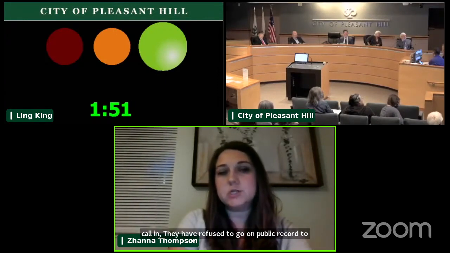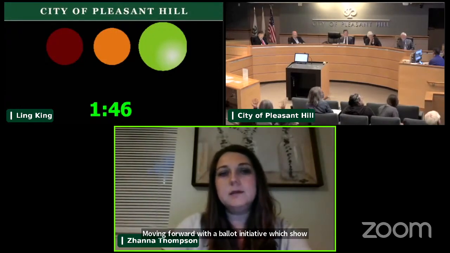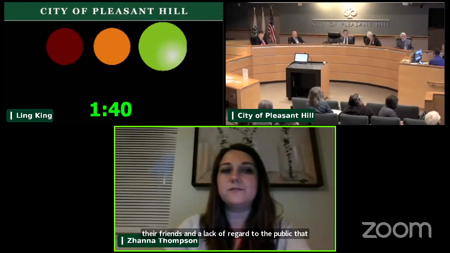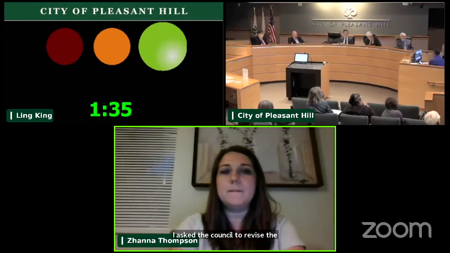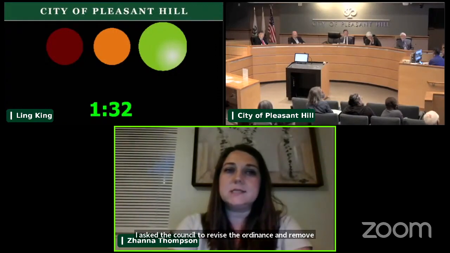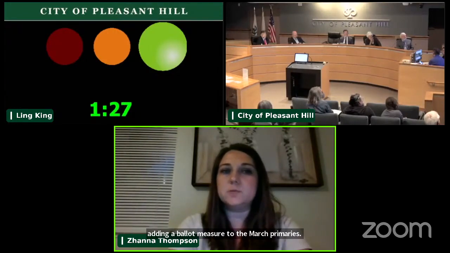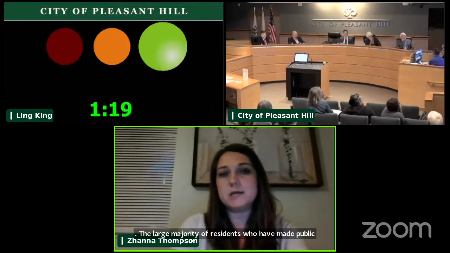Moving forward with a ballot initiative would show preferential treatment to the donors of the council and their friends, and a lack of regard to the public that has attended these discussions and overwhelmingly asked for 5 districts. I ask the council to revise the ordinance and remove section 1M and section 3. These 2 sections discuss adding a ballot measure to the March primaries for the option of an at-large mayor and a 4-district map. The large majority of residents who have made public comment agree with the council members Sue Noack and Shess that map 5 and a 5-district map is the best option for Pleasant Hill at this time.